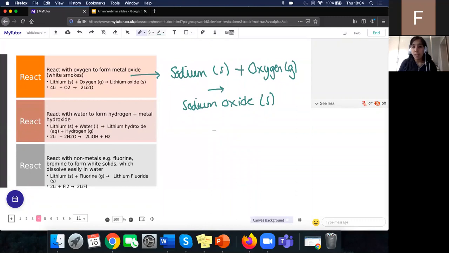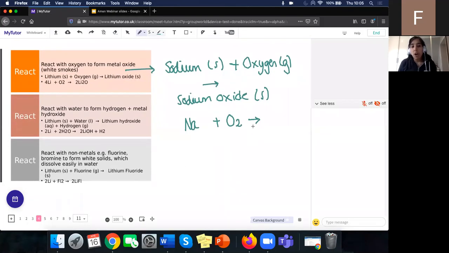If you want the balanced symbol equation, remember sodium is just Na. Oxygen goes around in pairs, O2, and it's going to form sodium oxide. Now the hard thing, and I talked about this being a higher tier thing, is being able to know what the chemical formula of sodium oxide looks like.